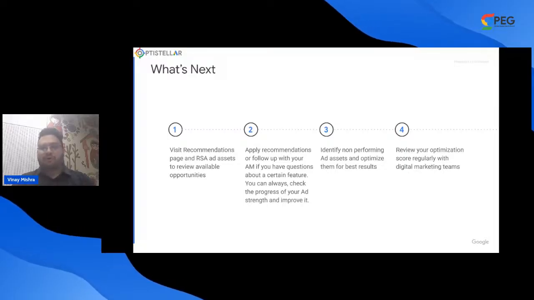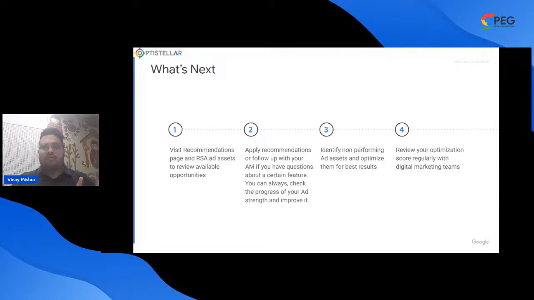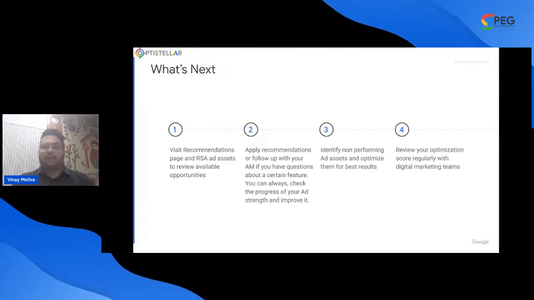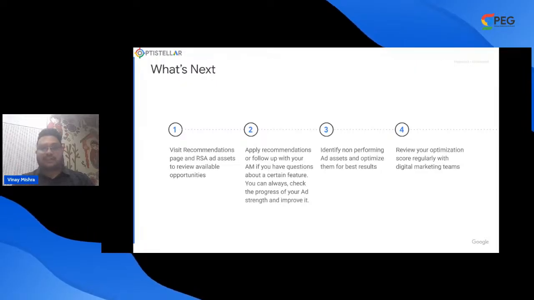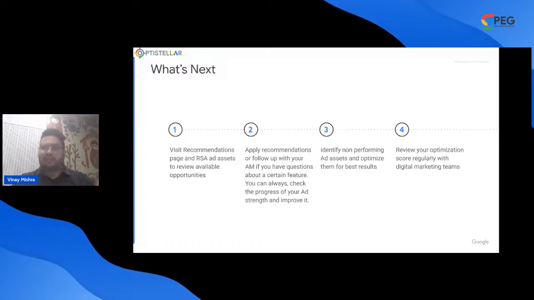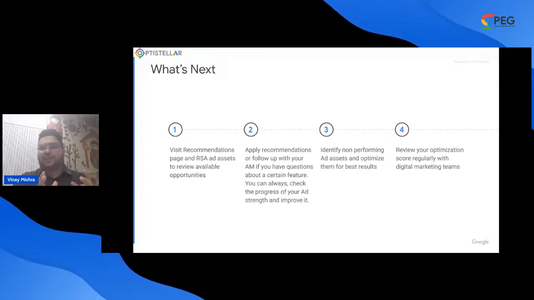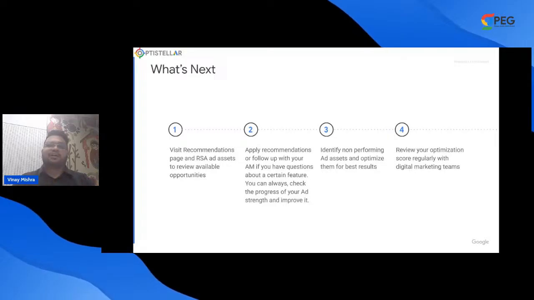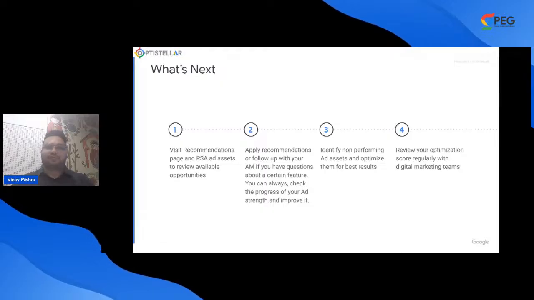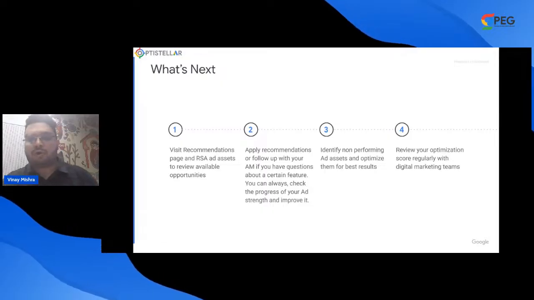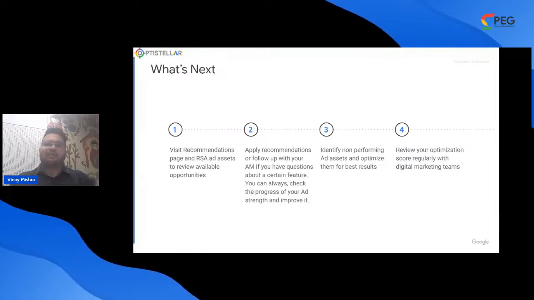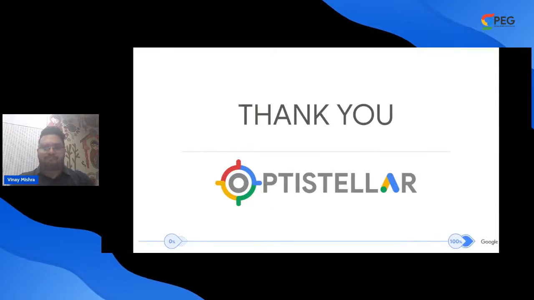And at the same time, review your optimization score regularly with digital marketing teams, because it is important that you get your campaign reviewed, or just the optimization score, and see what you are missing out on, because as I've mentioned, there are a lot of changes happening in the market. There are chances that your campaign might be doing really well, but at the same time there are chances of improvement as well. So always keep an eye on the optimization score, which will help you get better recommendations and at the same time drive better results for your campaign.